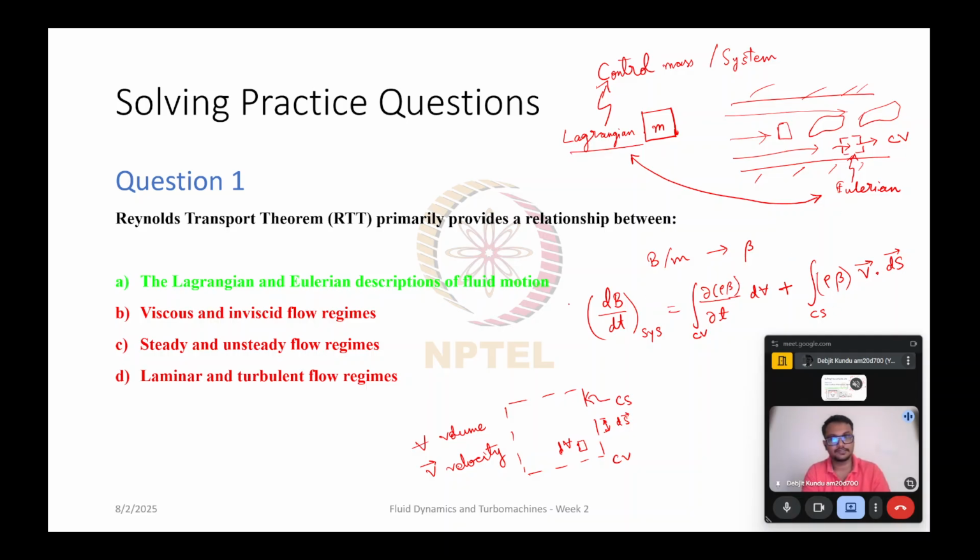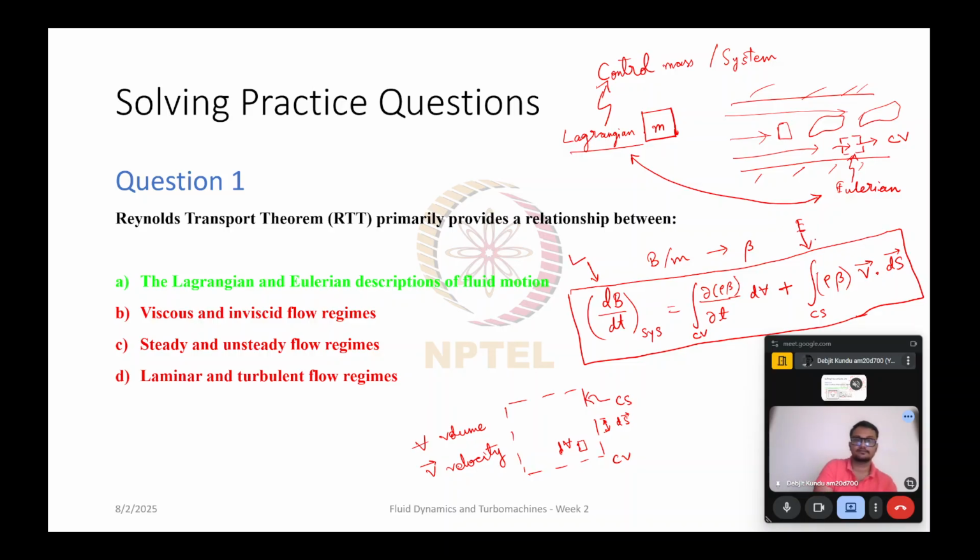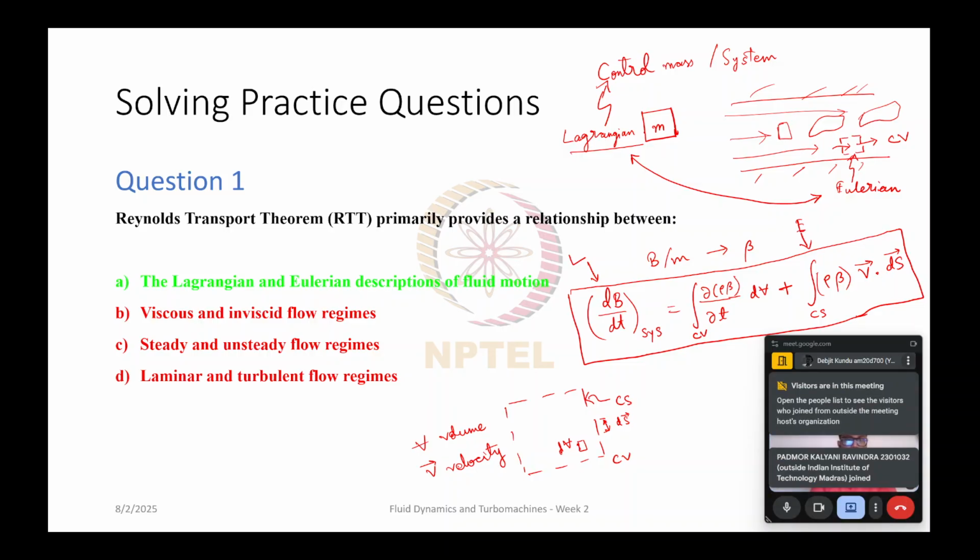So this is what the Reynolds transport theorem does, and it lets us connect the Lagrangian frame of reference, which is on the left-hand side, with the Eulerian frame of reference on the right-hand side. Right, so that was question one of today's session.